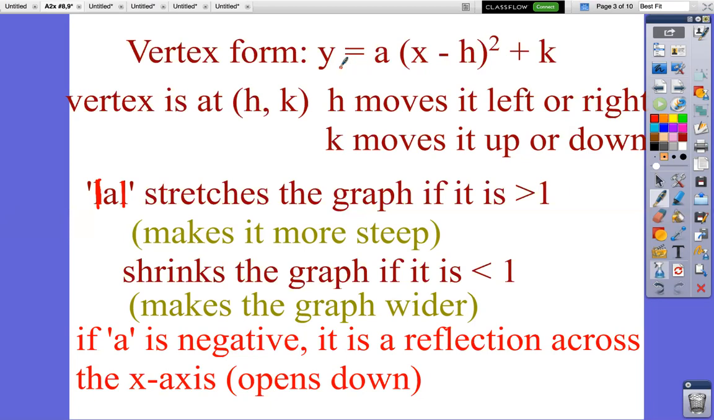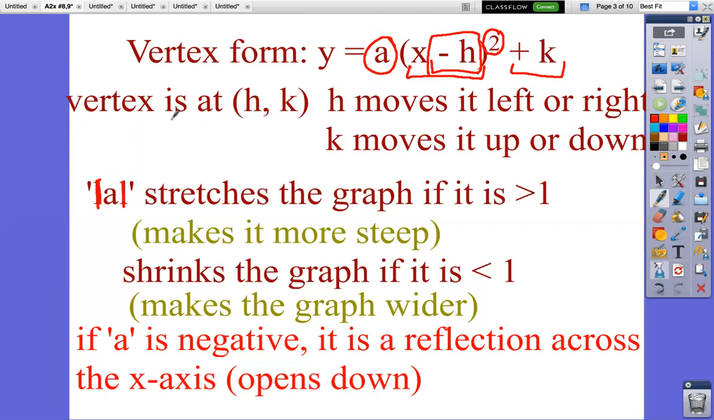So vertex form looks like this: y equals whatever's in front of the parentheses. That's your a value. In your parentheses has to be squared. That's what makes it a quadratic. All right? How x is moving, whatever's happening here is going to move it left or right. And this is still going to move it up or down. So it works exactly the same as an absolute value. Your vertex is always, always, always going to be the opposite of what's happening to x.